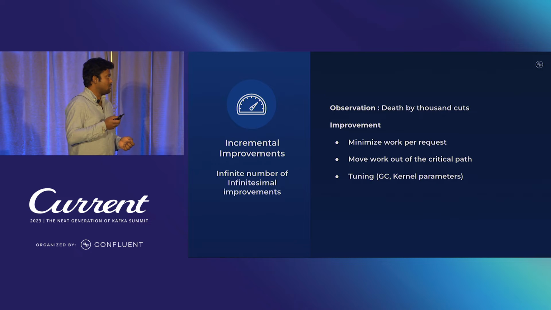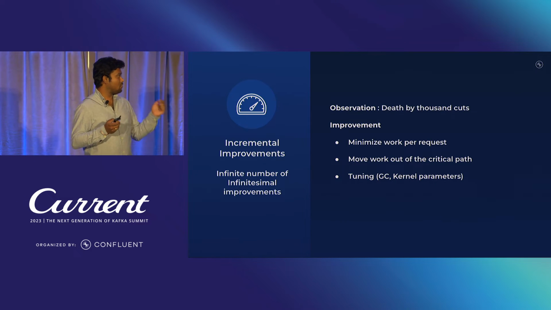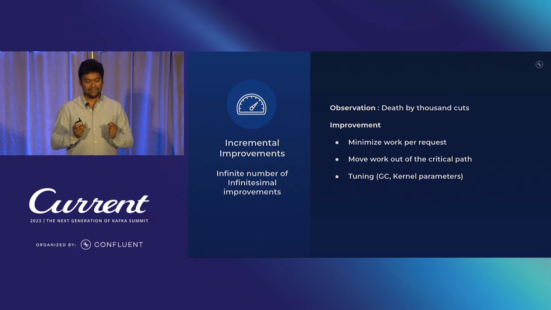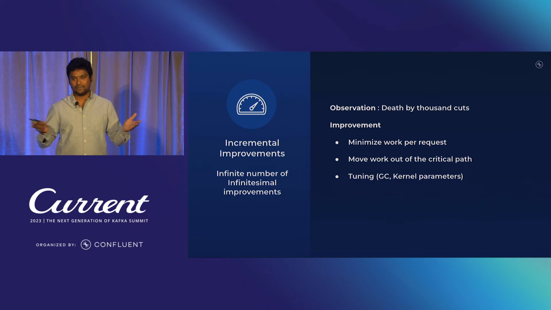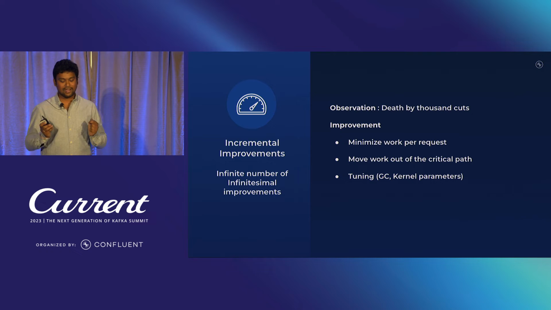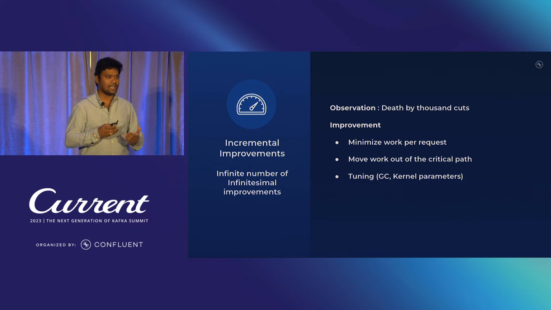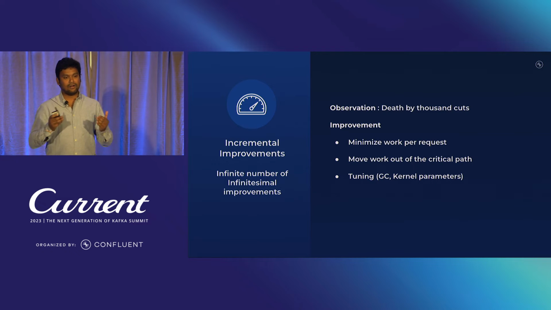The final thing for the Kafka-specific optimizations is one of my professors told me, performance is nothing but an infinite number of infinitesimal improvements. There's a lot of low-hanging fruit. If you profile Kafka, you can see that. Typically, the improvements are split into either you minimize the work per request, or you move it out of the critical path, or there is all this GC and kernel parameter tuning.